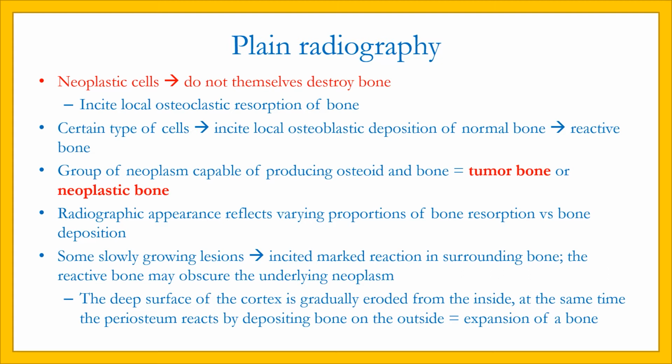The deep surface of the cortex is gradually eroded from the inside. At the same time, the periosteum reacts by depositing bone on the outside, causing expansion of the bone.